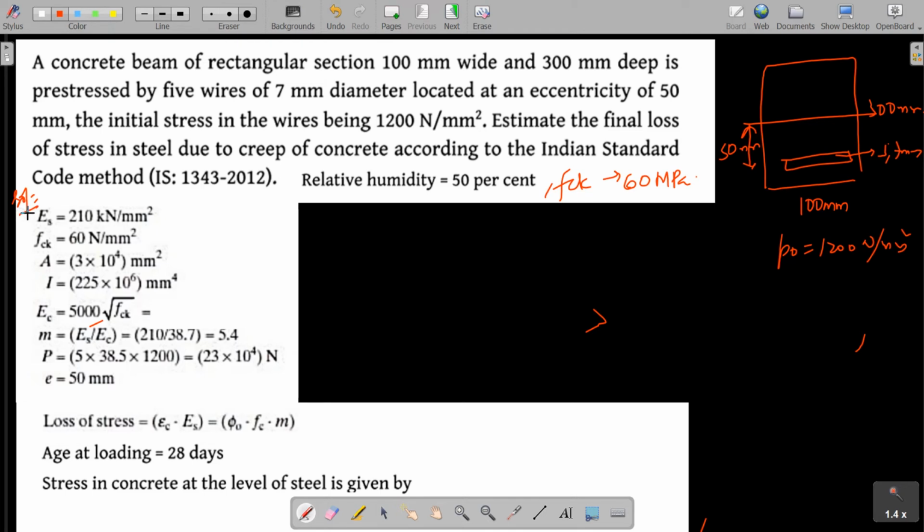We will have some basic assumptions. The Young's modulus of steel is not given, so we will take it as 210 kN per millimeter square. FCK is given as 60 Newton per mm square. Now the area of the section is 300 into 100 mm square. Moment of inertia is BD cube by 12, you will get this value. EC, that is the Young's modulus of concrete, is not given here, so you will take it as 5000 root FCK.